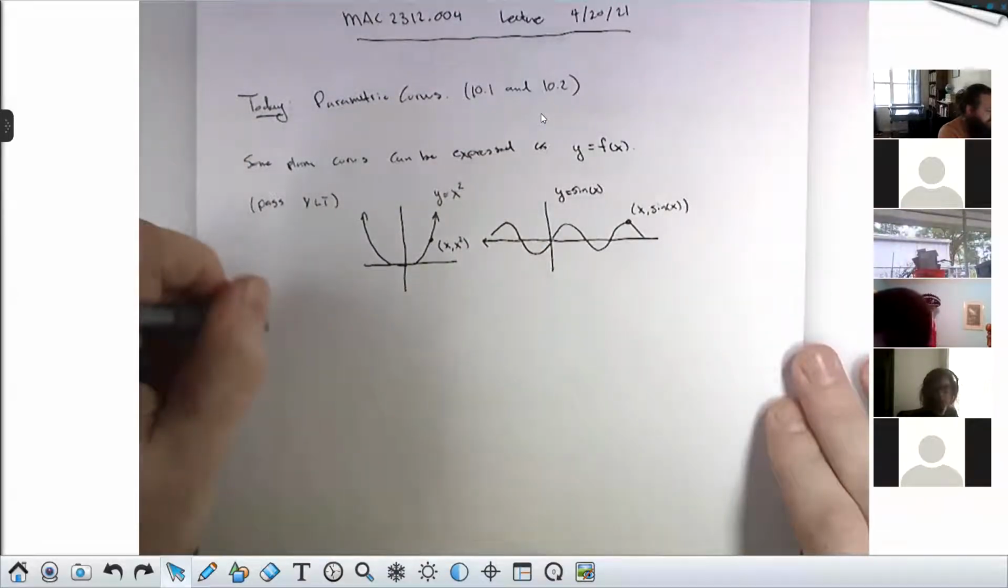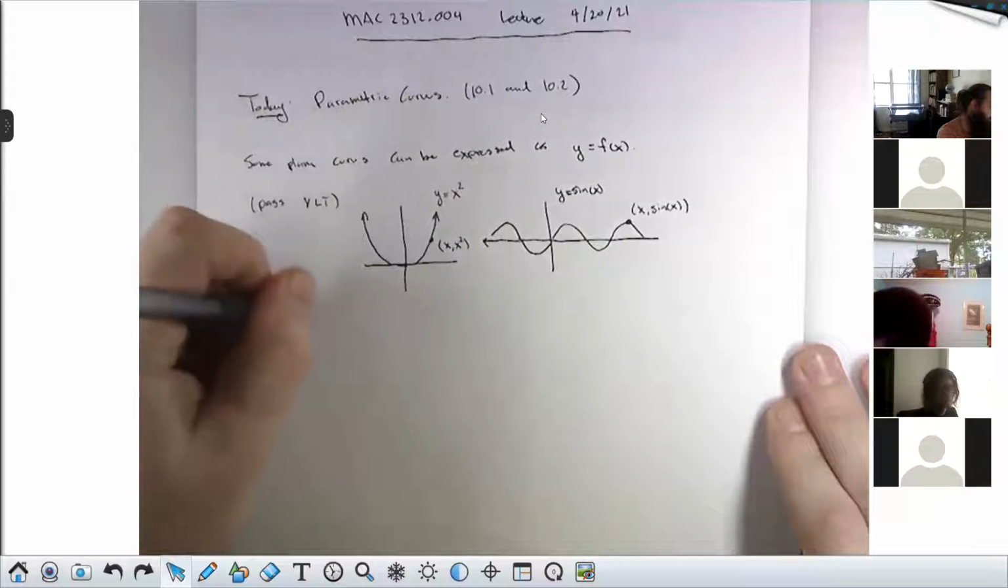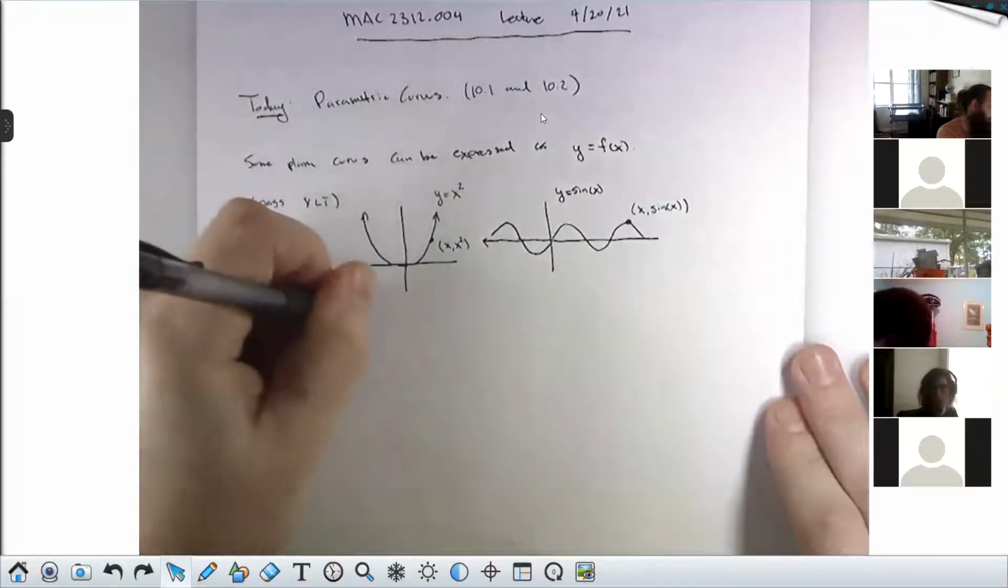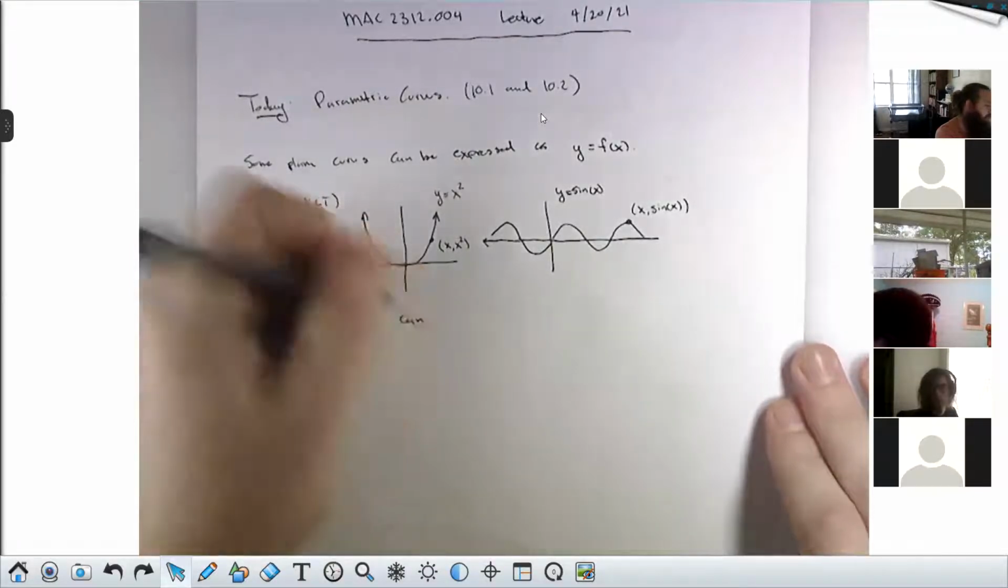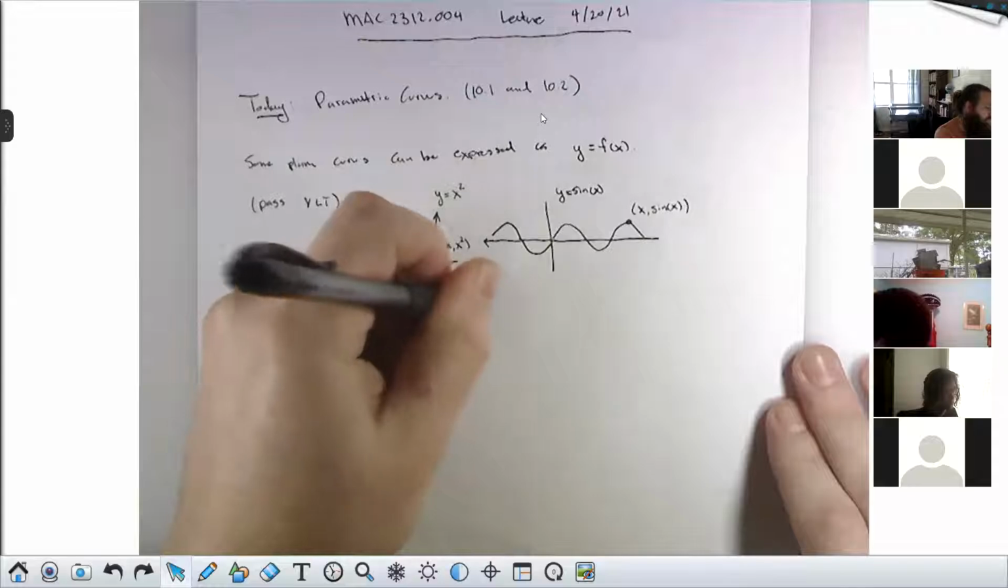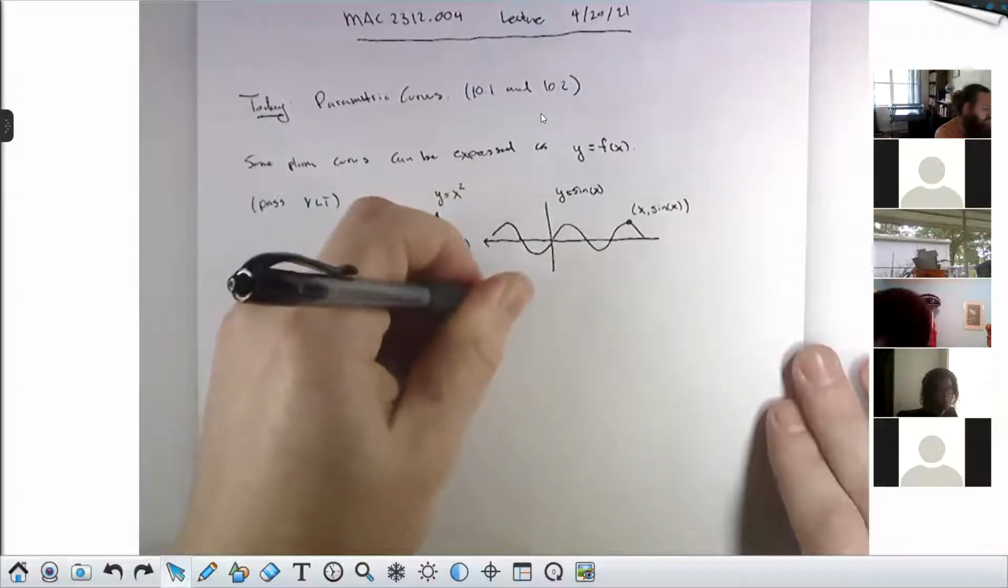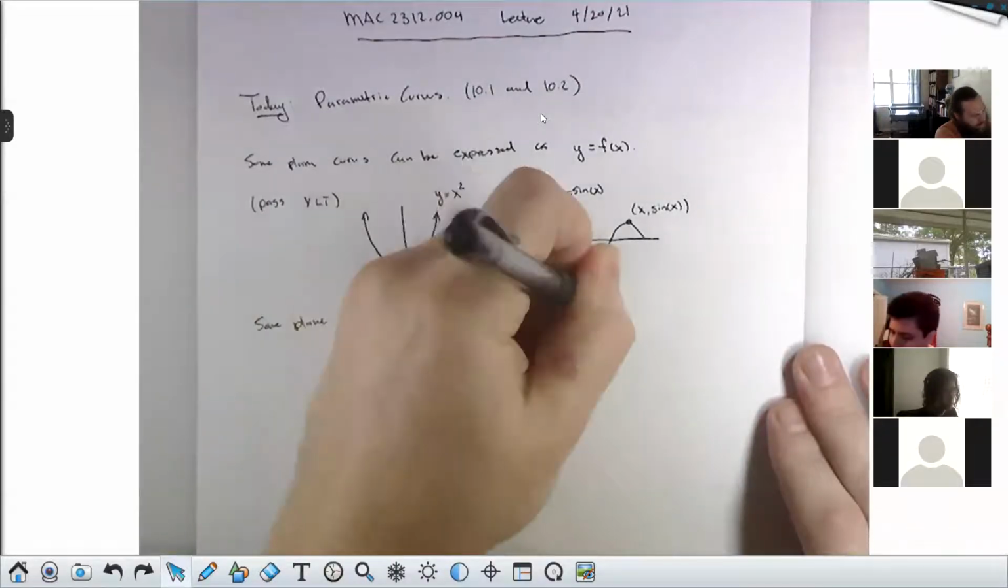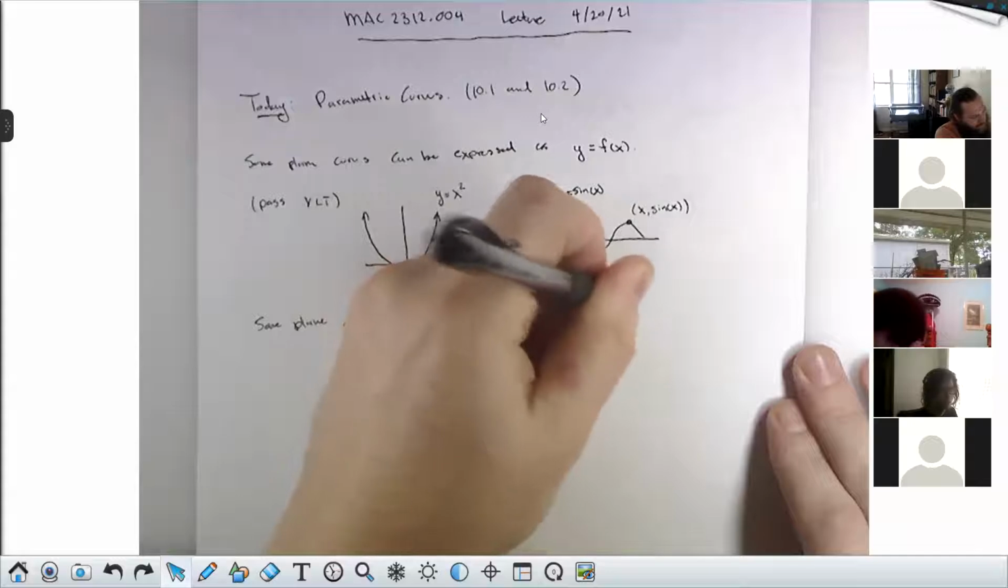Some plane curves can be expressed the other way, as something like x equals f of y.